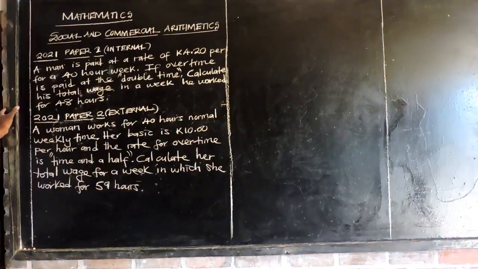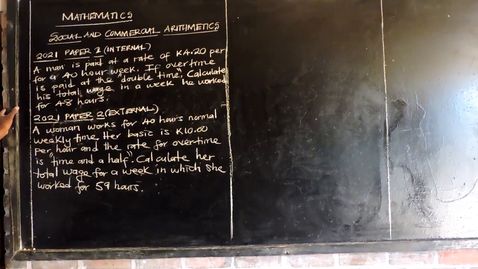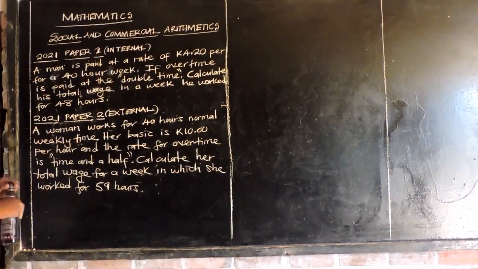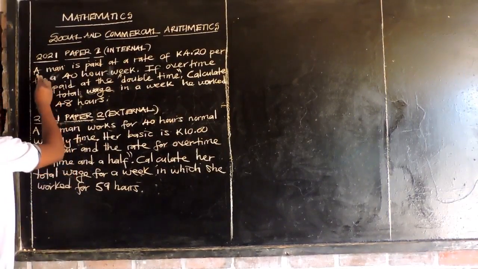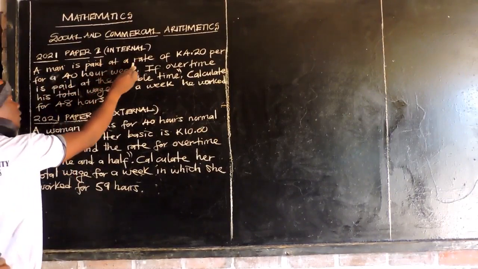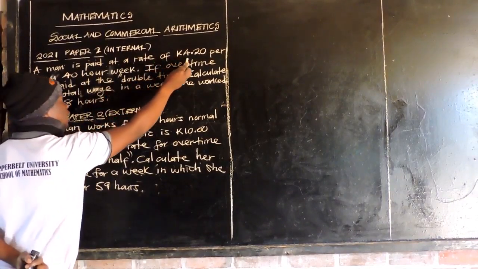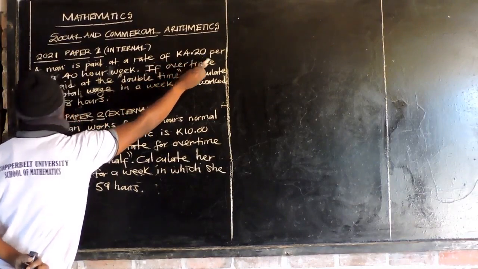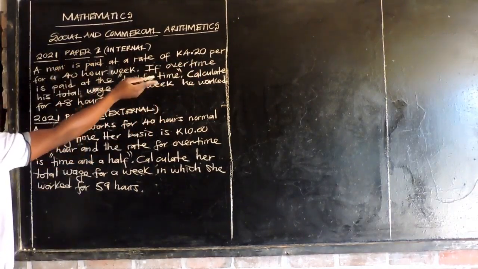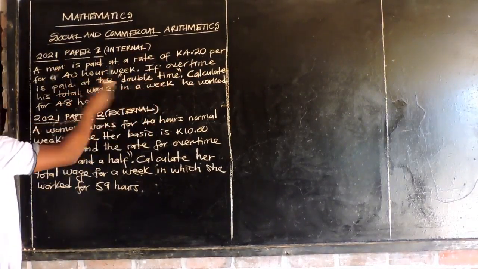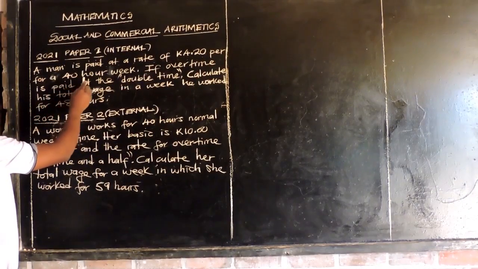Look at 2021 paper 2. That is in day 1. So it says a man is paid at a rate of 4 kwacha 20 ngwe per hour, for a 40-hour week.